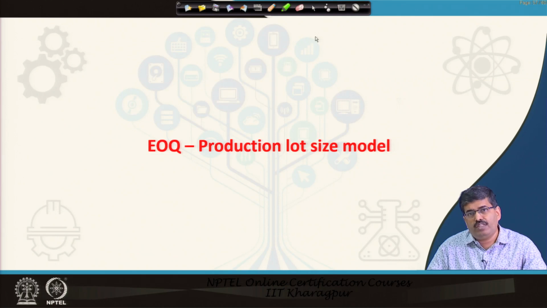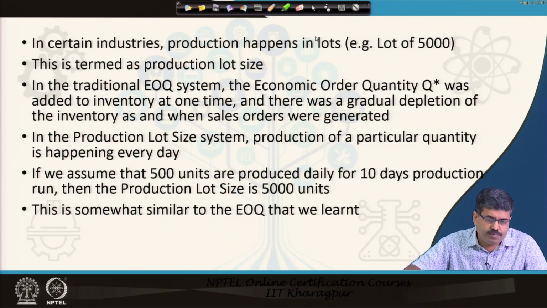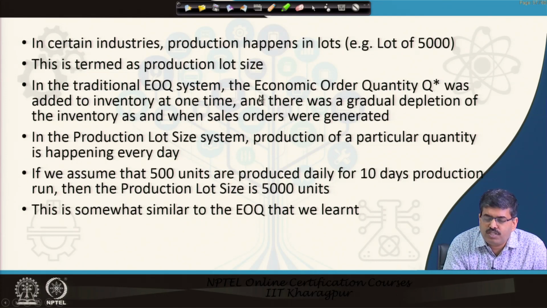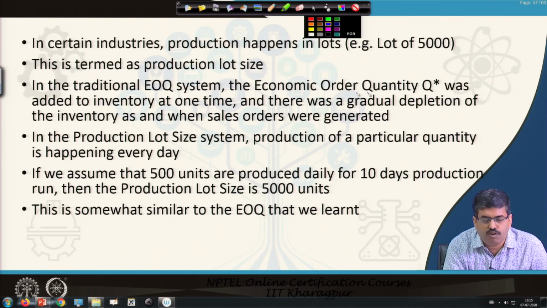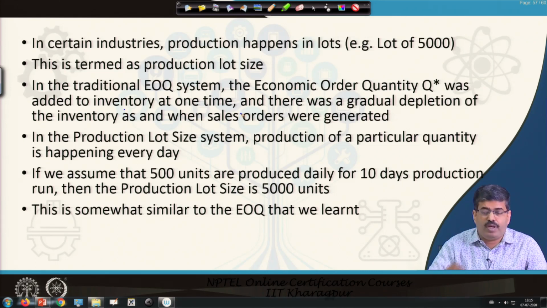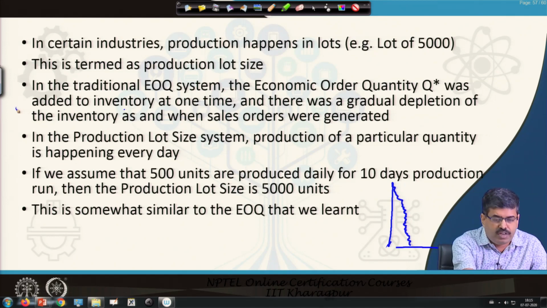Now the second variant is production lot size model. In certain industries, production happens in lots, example lots of 5000. This is termed as production lot size system. In the traditional EOQ system, the EOQ was added to inventory at one time and there was a gradual depletion of the inventory as and when sales orders were generated.